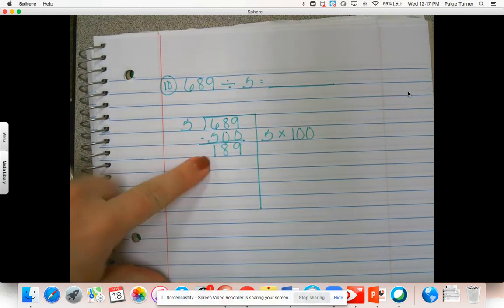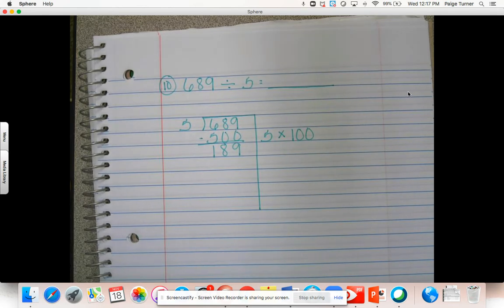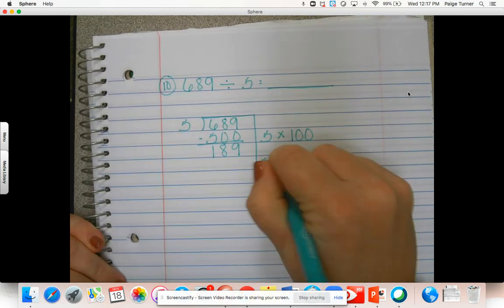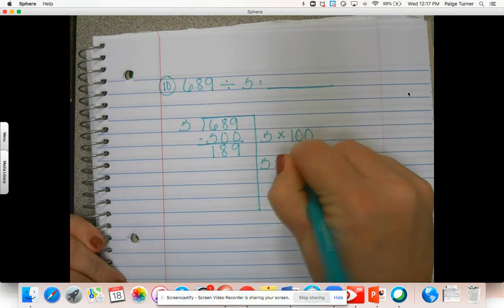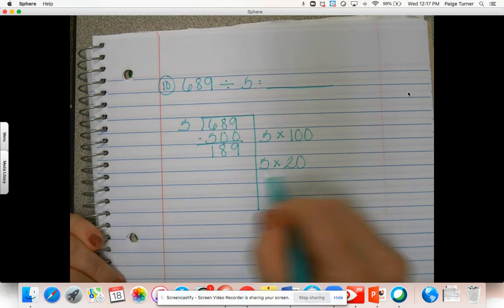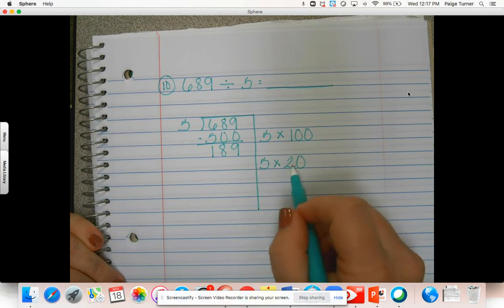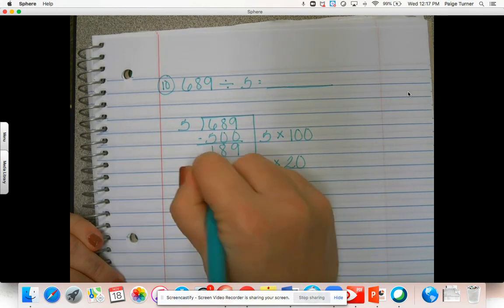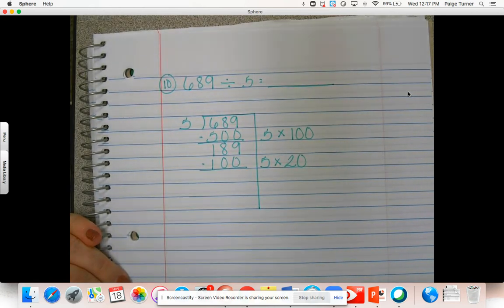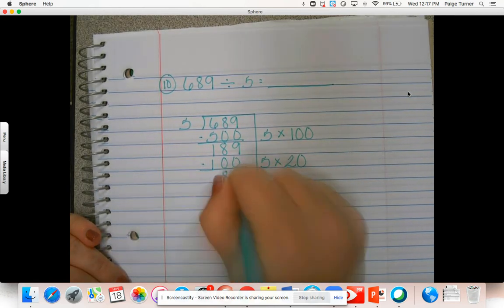So see, the smaller you can get that number down, the easier it's going to be here, okay? All right, so now 5 times what number will get you to 189? Let's see, what's 5 times 20? 5 times 2 is 10, so 5 times 20 is 100, so yeah, we can do that. So 189 minus 100 leaves us with 89.